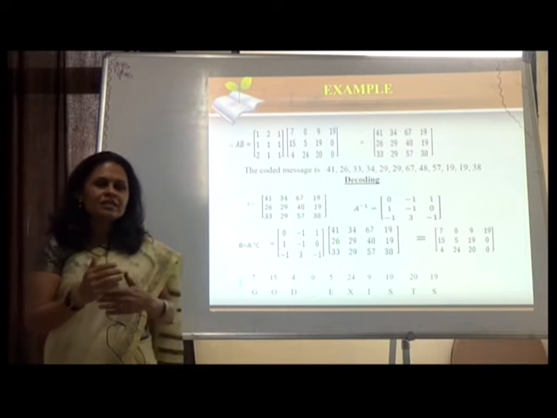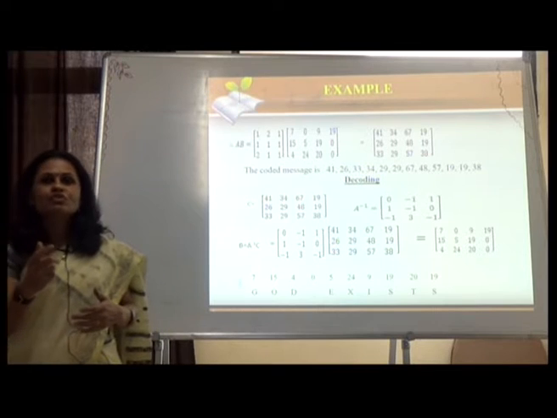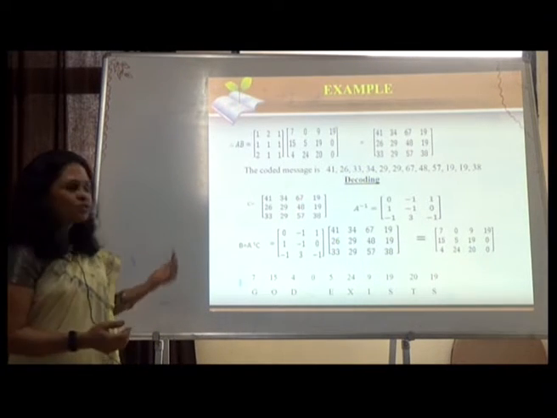Let us explain it more easily with a key matrix as a 2 by 2 matrix. Let's see to it. Let's go for the next one.